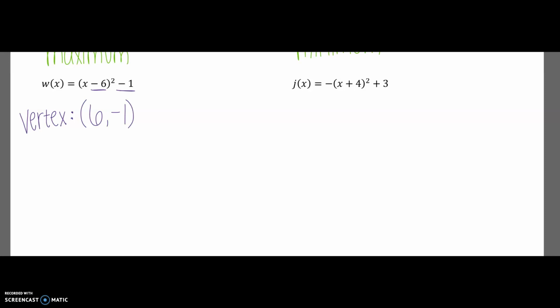Now I need to look at my a value again to determine if my graph is open up or open down. Here, I don't have an a value that's written. When I don't have a written a value, my a value is going to be 1. And since that 1 is positive, we know that our graph is open up. When our graph opens up, our vertex is at the bottom, and we call that a minimum.